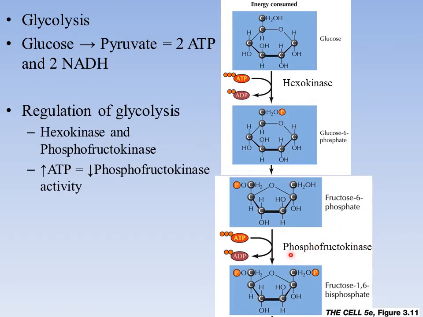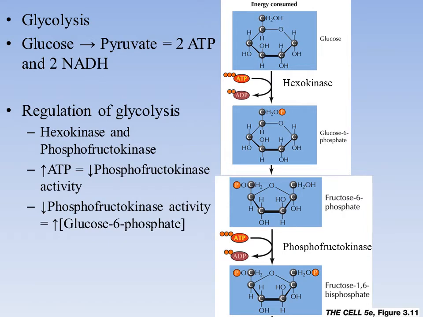Now, if phosphofructokinase here is inhibited, if it's not functioning, that's going to lead to a buildup of the molecules ahead of phosphofructokinase in this pathway. So if we don't have a functioning phosphofructokinase, we're going to have a buildup of glucose 6-phosphate. We'll also have fructose 6-phosphate, but these 2 molecules interchange pretty regularly. So then we're going to have a buildup of this glucose 6-phosphate concentration. So our concentration of glucose 6-phosphate is going to increase.